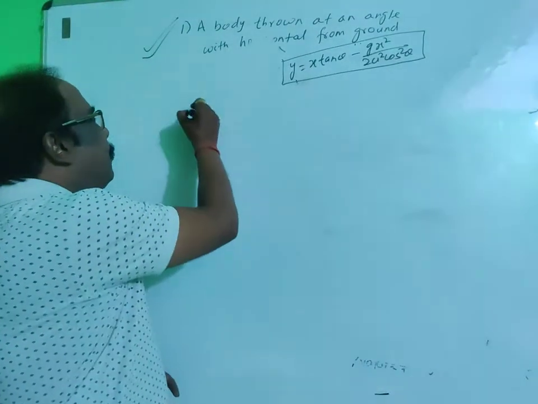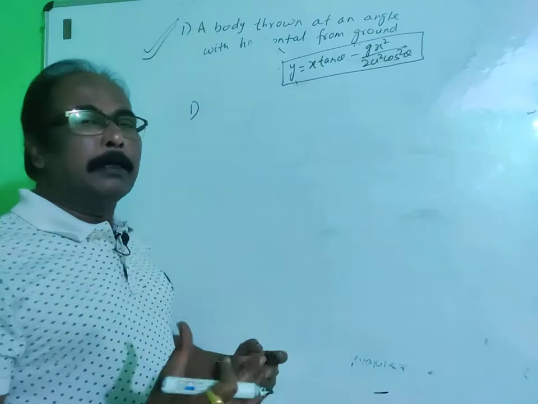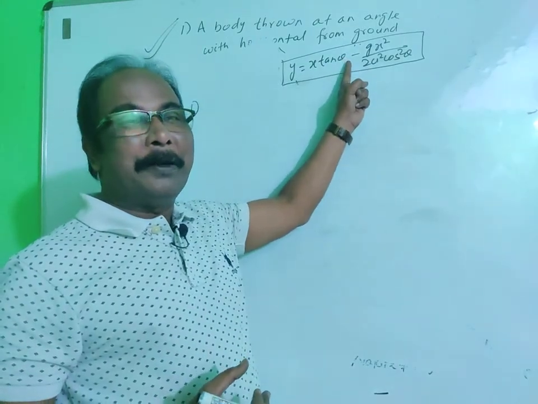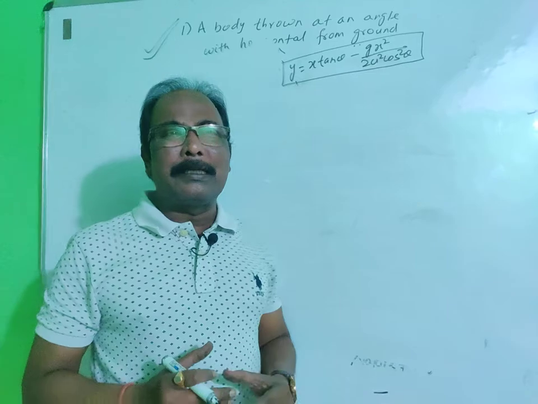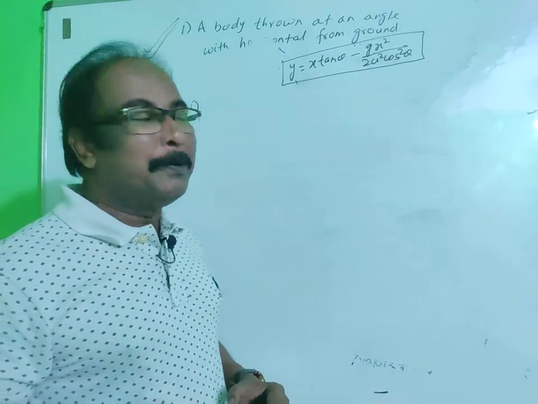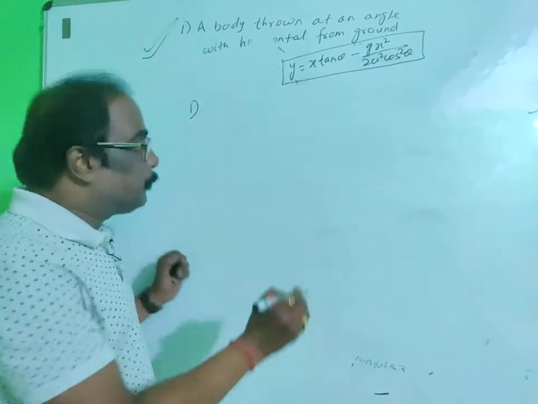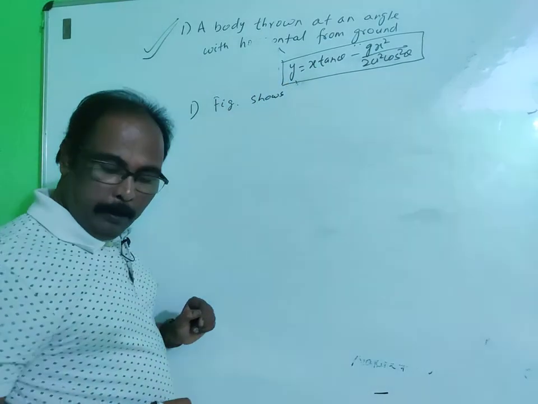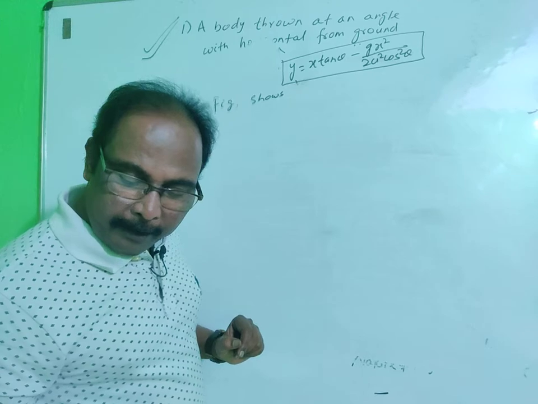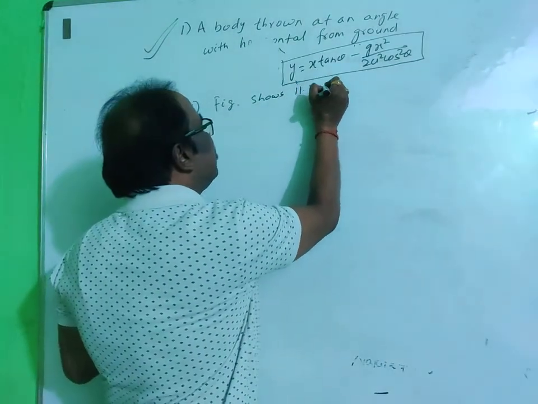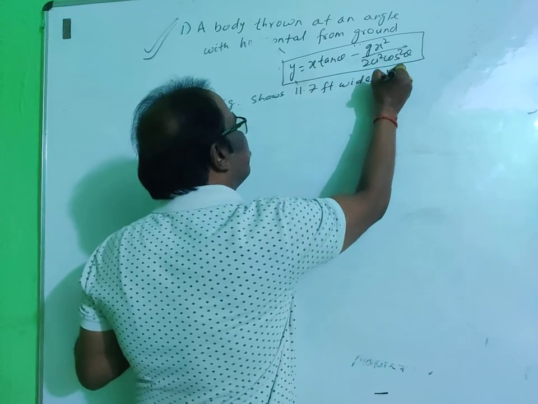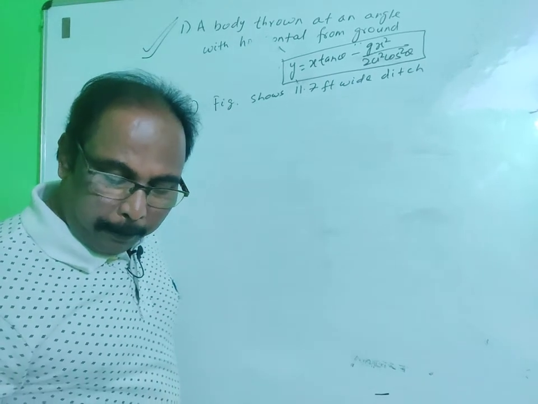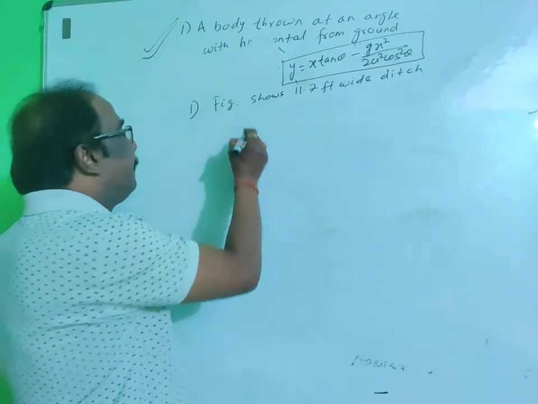Let's discuss. Yes, question number one from Concept of Physics. Very good question, the right approach for this equation of trajectory. This question you may follow from the book also. The question is like this. The figure shows an 11.7 feet wide ditch with approach roads at an angle of 15 degrees.